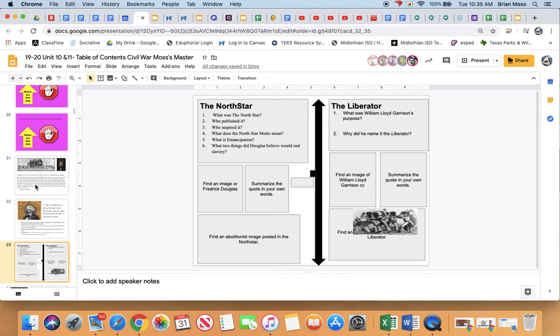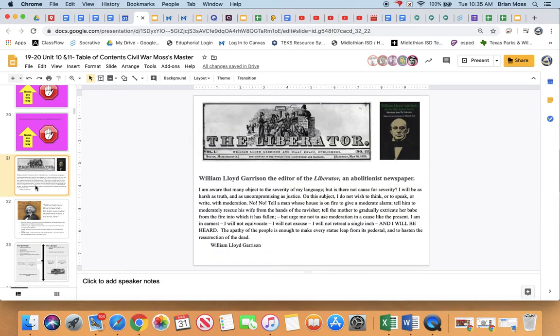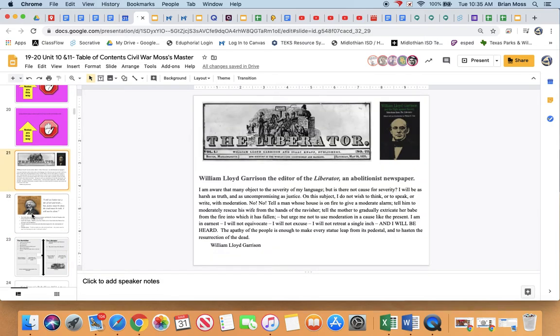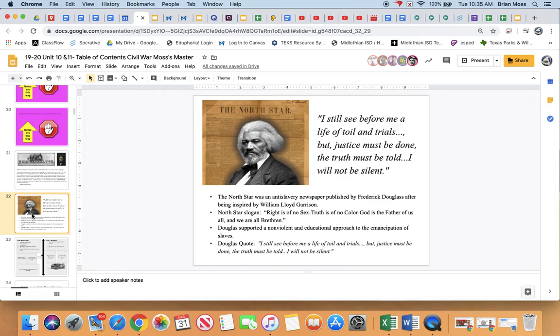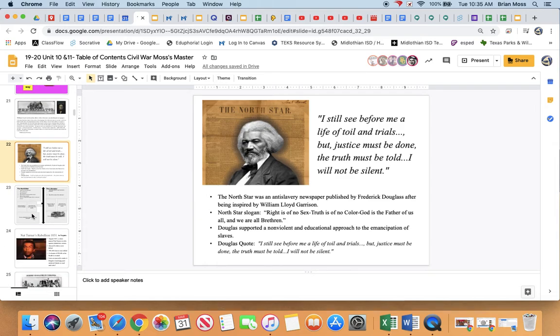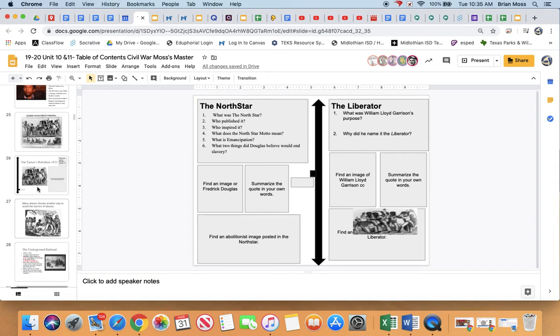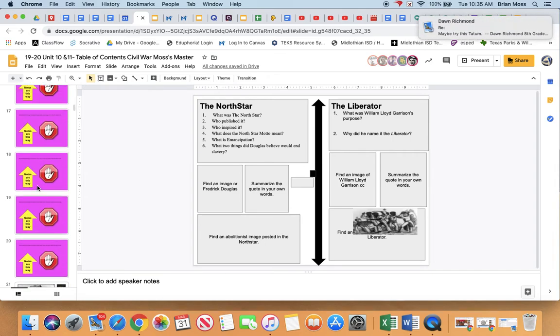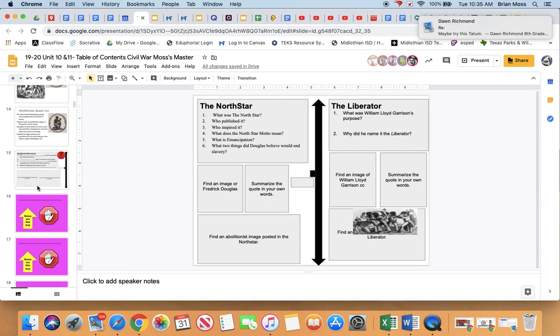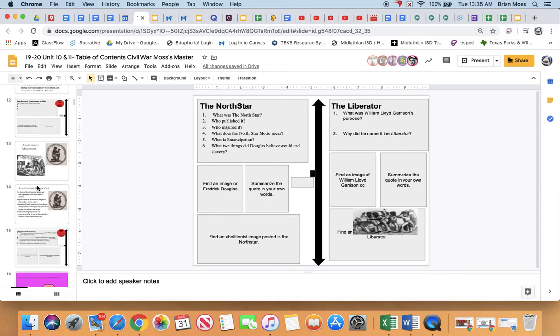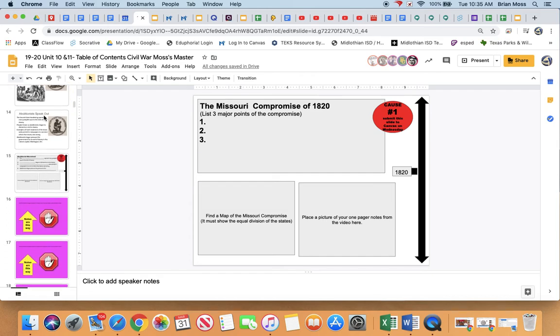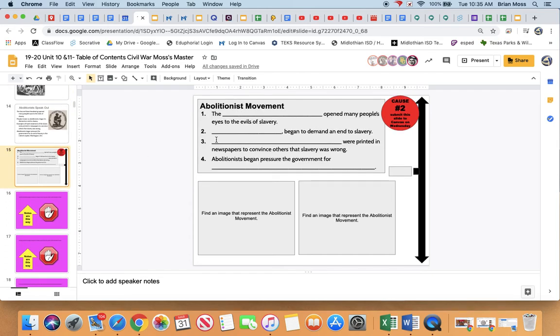These are more abolitionists, with William Lloyd Garrison and Frederick Douglass and the North Star. I'm going to go over these as well with you, and then we're going to get into some other issues that were causes of the Civil War. So these are the first two causes: the Missouri Compromise and the abolitionist movement.